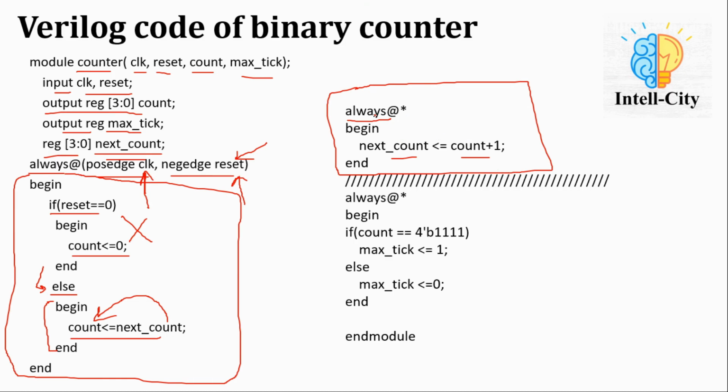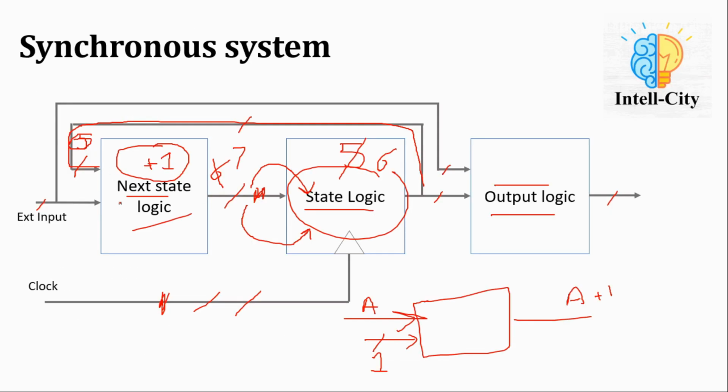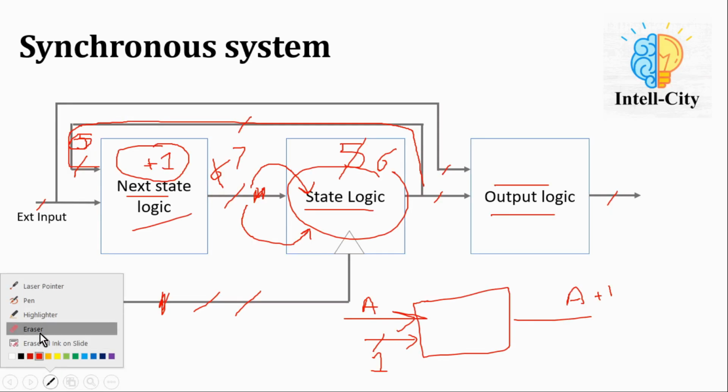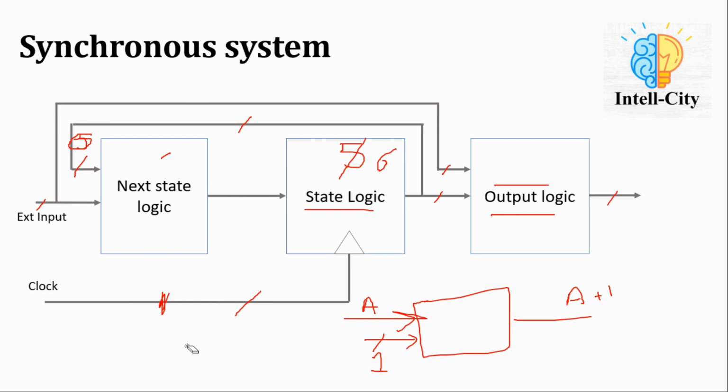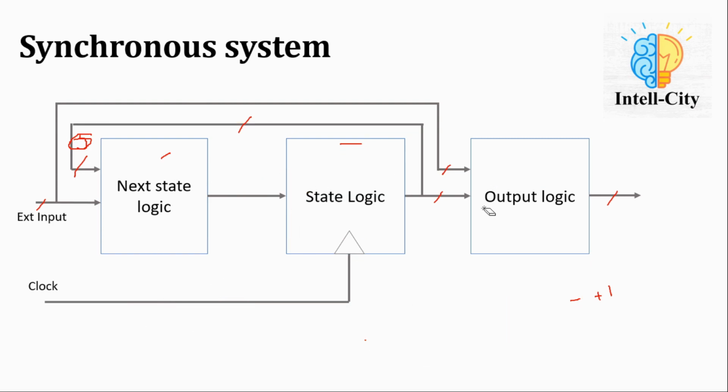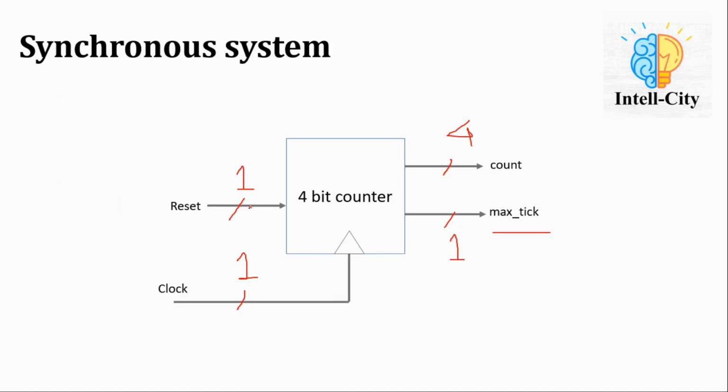So whenever we go back to the design, I just raise this content to make things more clear. For the next state logic, what it has to do is add 1 to the previous value of this state. If the value here was 5, then it will add 1 to 5 and produce 6 here. So this is what we need to do.